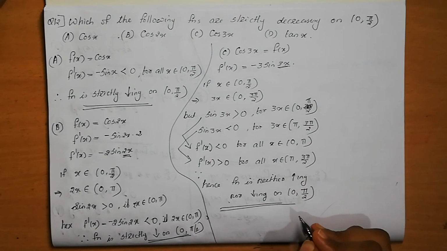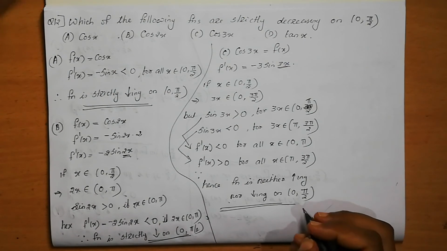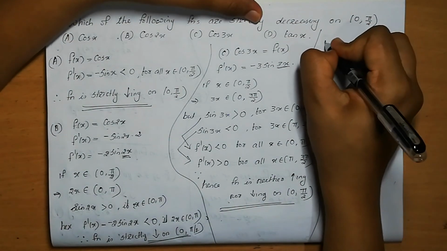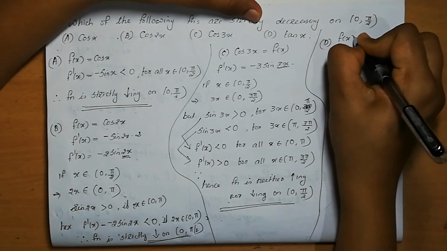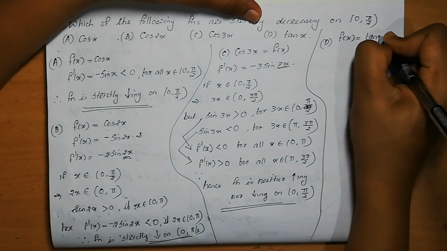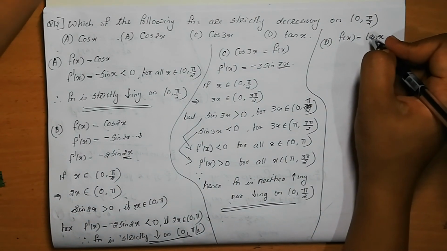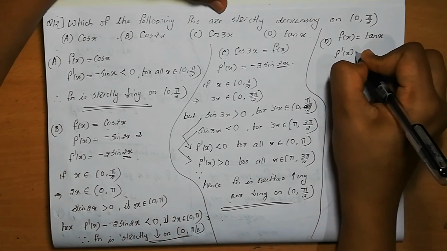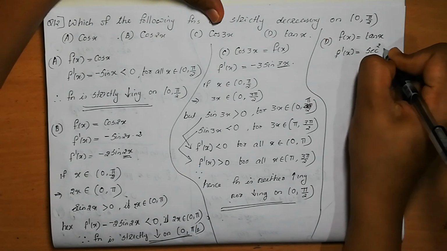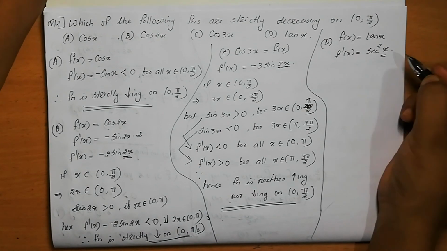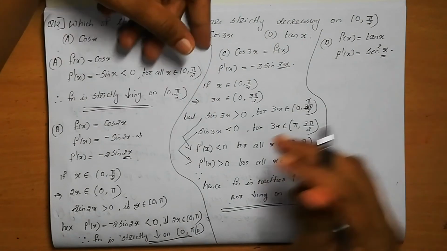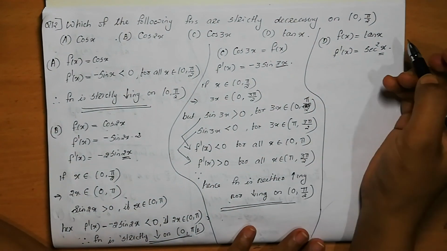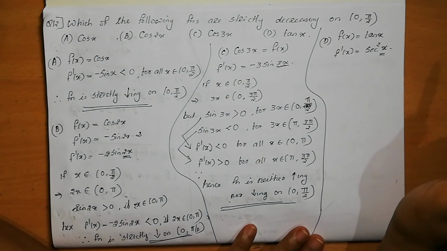Next D. D is tan x. So f of x equal to tan x we can write. This tan x, how we can write derivative of tan x? That means f dash x. Derivative of tan x is secant square x. Here the value is in terms of x only. That means what is the value is given? 0 to pi by 2. No need to convert on these two like these two questions. Directly we can check. So the secant square x is greater than 0 for 0 to pi by 2.